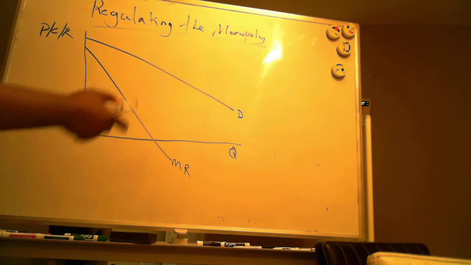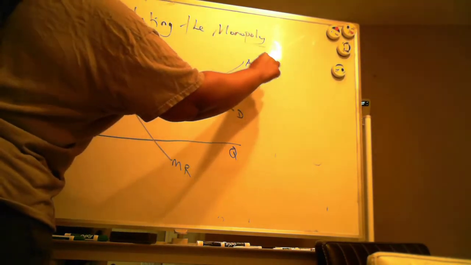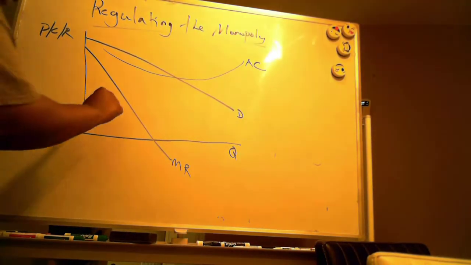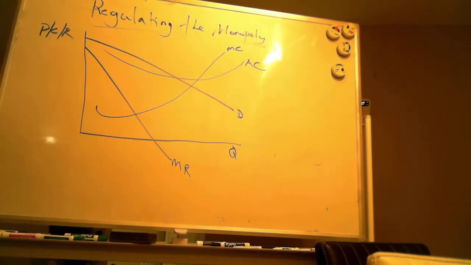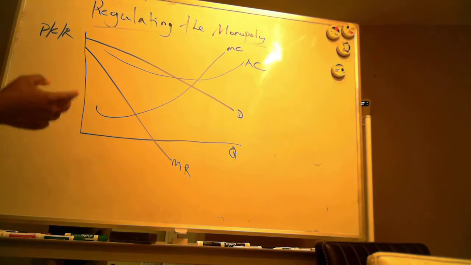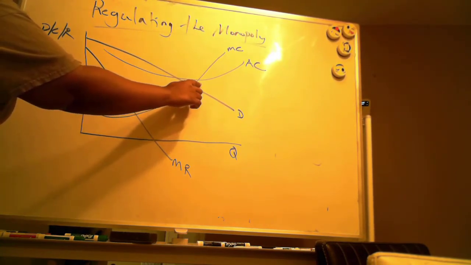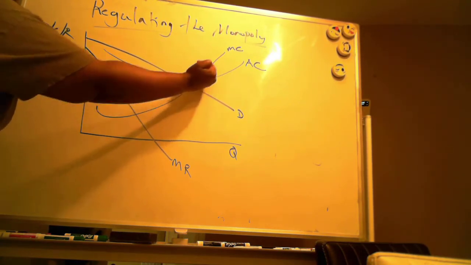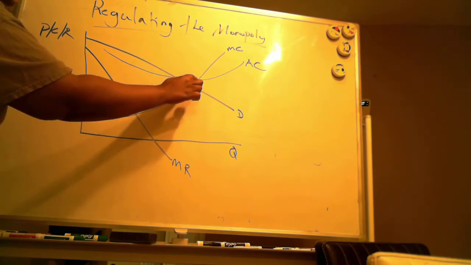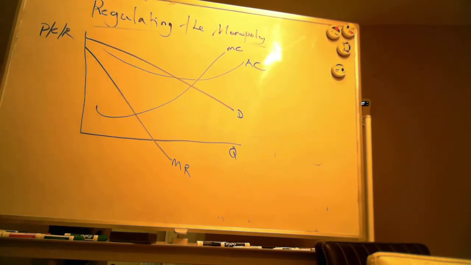Okay? Now let's put in our average cost curve. And now let's put in our marginal cost curve. Now one thing when you're drawing this regulation graph, you'll notice we make sure the MC and the AC meet to the right of the demand curve. So notice I made this happen here. I made it happen to the right. And you'll see why later.